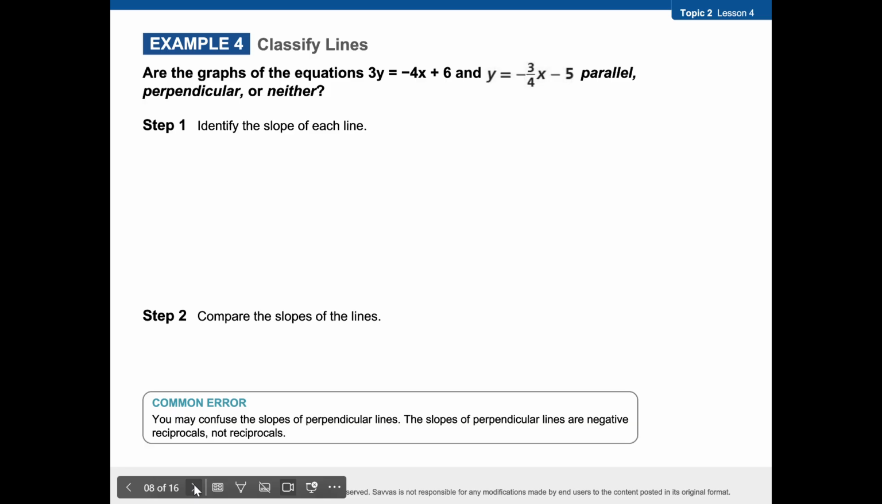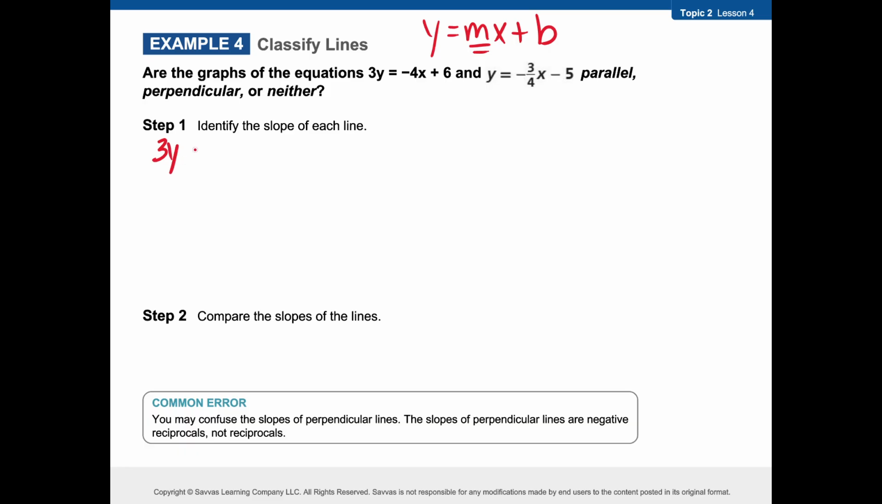Next here, they're going to give you 2 equations, and they're asking you, if you were to graph these 2 lines, would they be parallel, perpendicular, or neither? First, you have to make sure that they are both written correctly in slope-intercept form, and then identify the slopes of both equations. Y equals, so the first one is not written correctly.